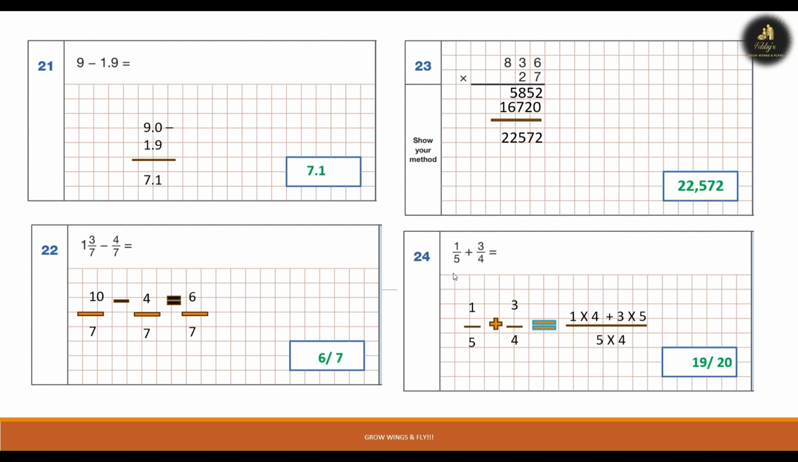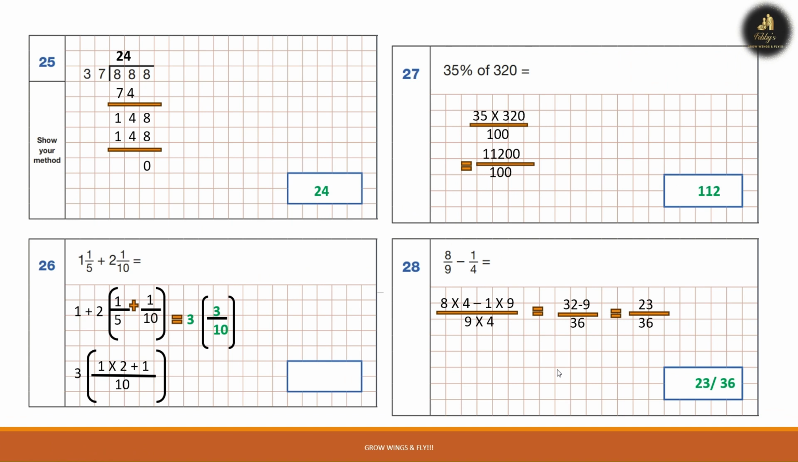For question 25, we follow long division. 88 will not go in 37's times tables, but 74 does, which is 37 times 2. We get the remainder 14 and bring the 8 down to make it 148. 37 times 4 is 148, and that will give us the answer as 24.